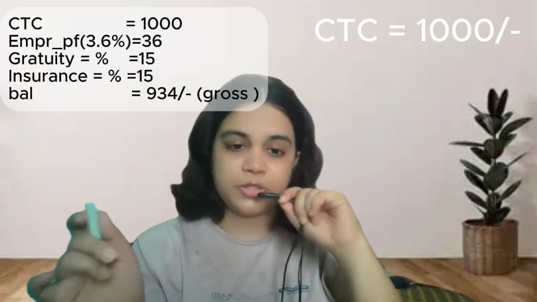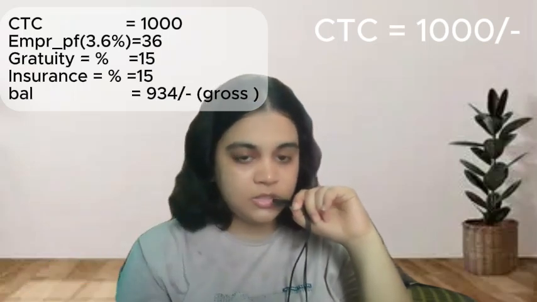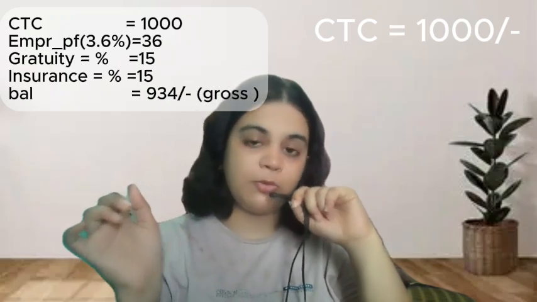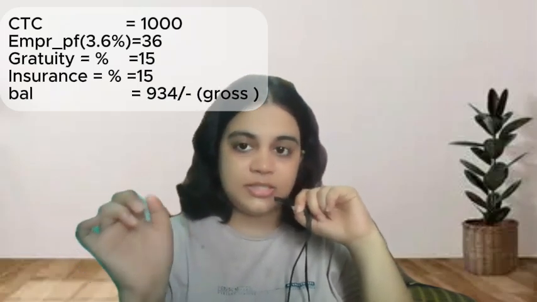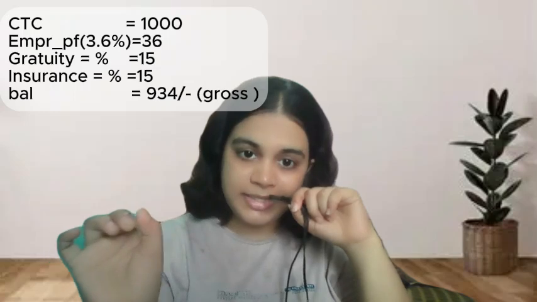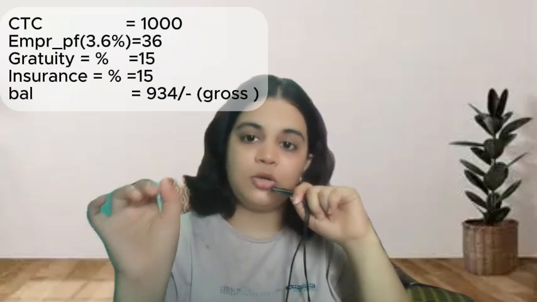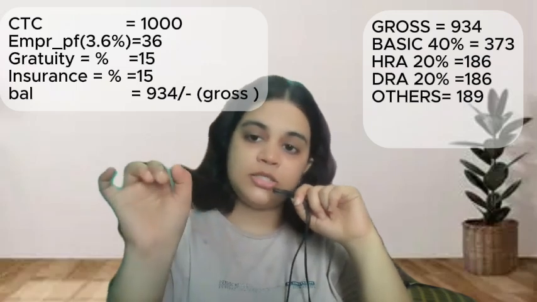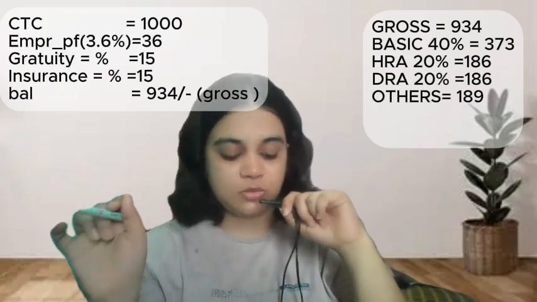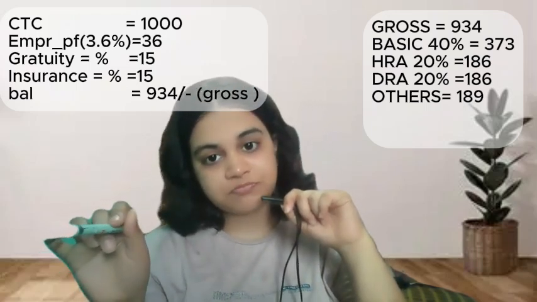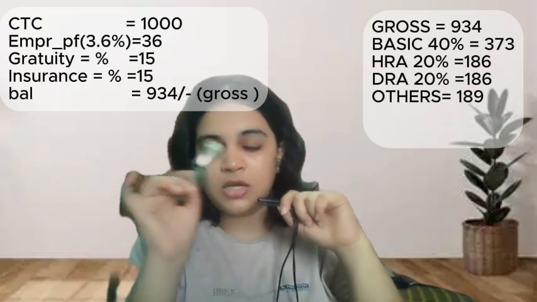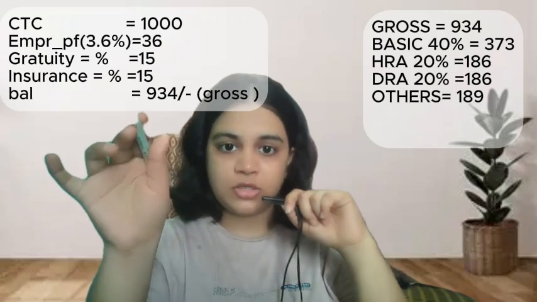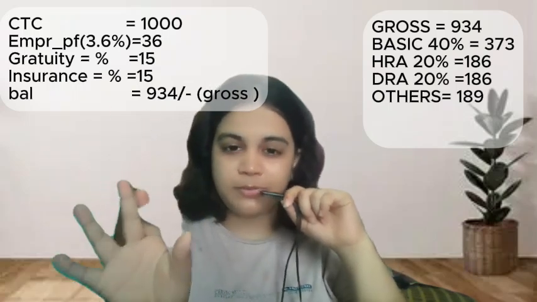Okay, 934 rupees. Another thing I wanted to add is that now let's look at the gross salary split. So the gross salary is this much. Now from this 934, I'm going to give 40% to basic pay. Another 20% to HRA, house rent allowance, and the remaining 40% to other allowances. If you add all of that, you'll get your gross salary. Okay? This is just a split up example.